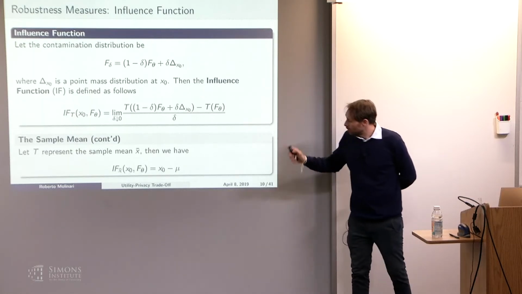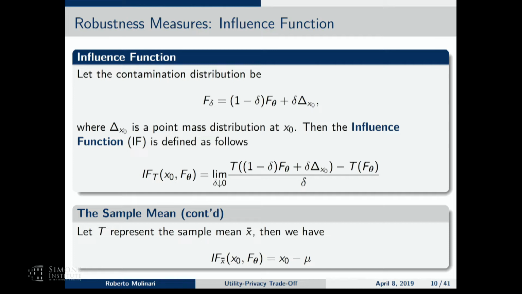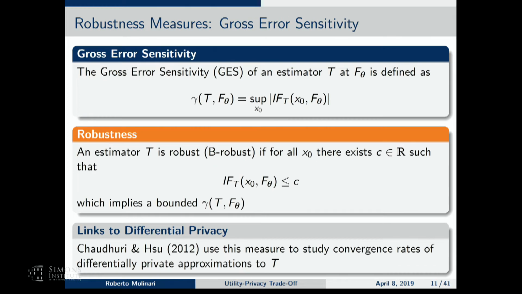So the influence function is a measure commonly used in robust statistics to define whether an estimator, or a certain functional, is robust or not. Another measure, and this is the last one, is the gross error sensitivity, which is simply the supremum in x0 of my influence function. An estimator, or T, is defined as being robust if its influence function is bounded, which implies that my gross error sensitivity is also bounded.